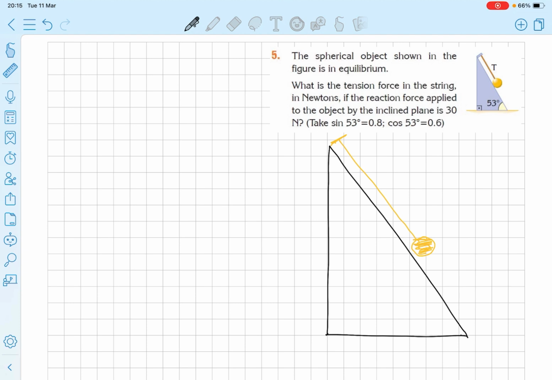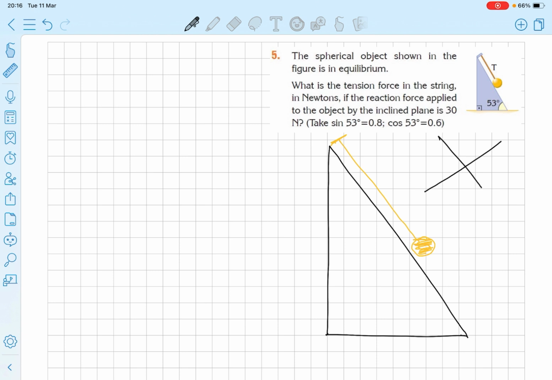Question 5. The spherical object shown in the figure is in equilibrium. What is the tension force in the string in newtons if the reaction force applied to the object by the inclined plane is 30 newtons? So here, first step, you have to define a coordinate system. If you see an inclined plane, that means the coordinate system will be inclined as well, in the same direction as the inclined plane, like this.